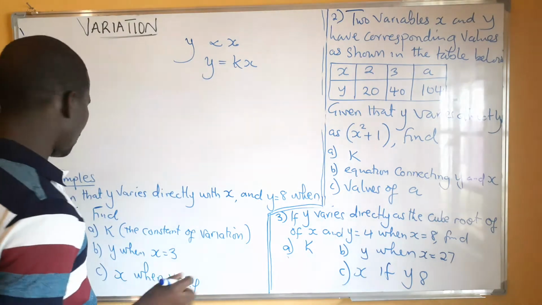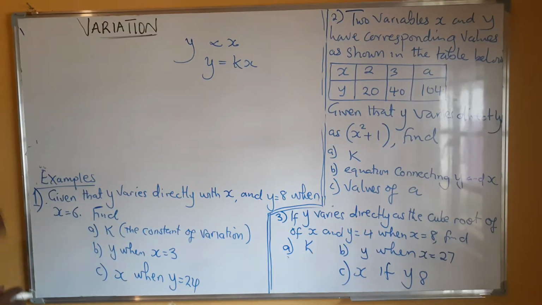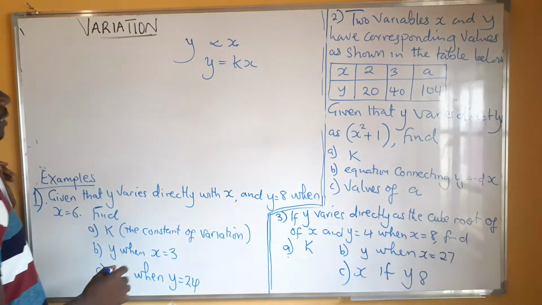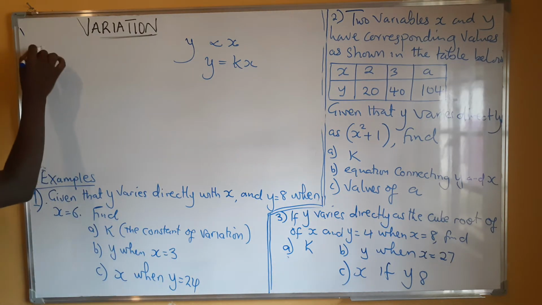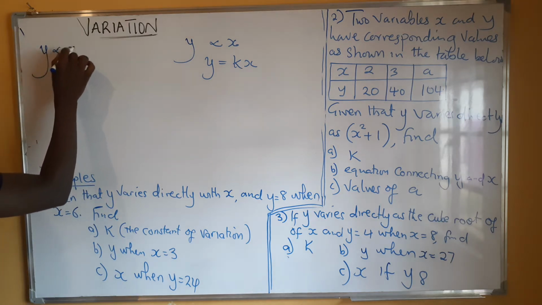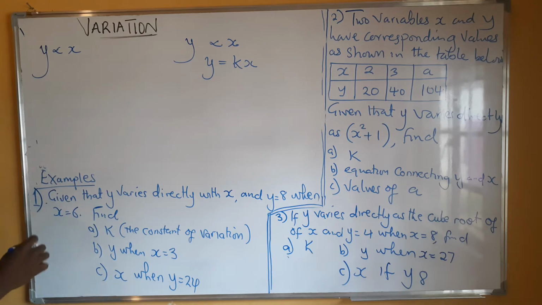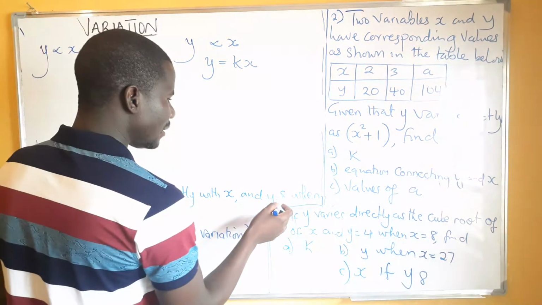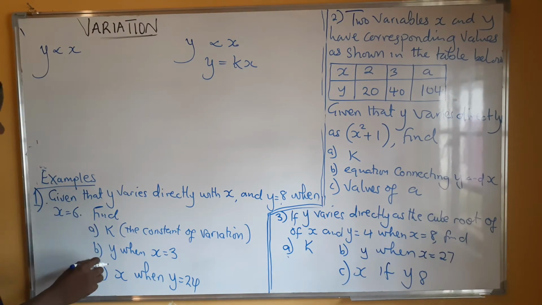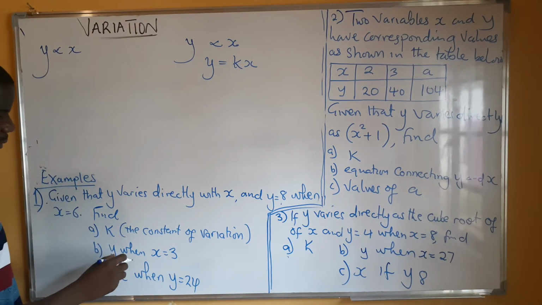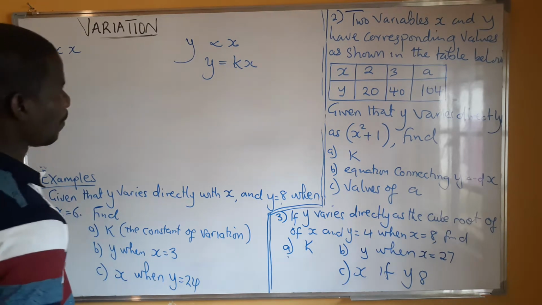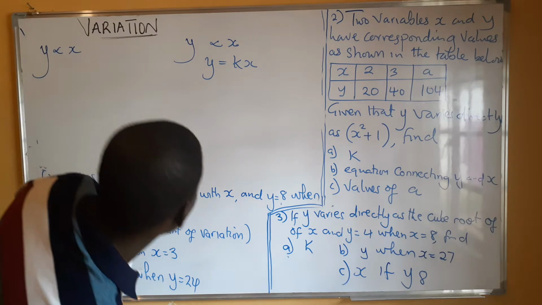So now let's look at the example. Given that y varies directly with x, and y is equal to 8 when x is equal to 6. Find the value of k, find y when x is equal to 3, find x when y is equal to 24. What are we supposed to do here?